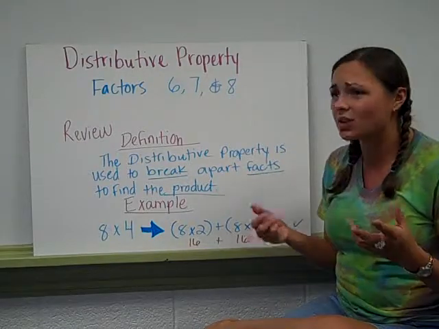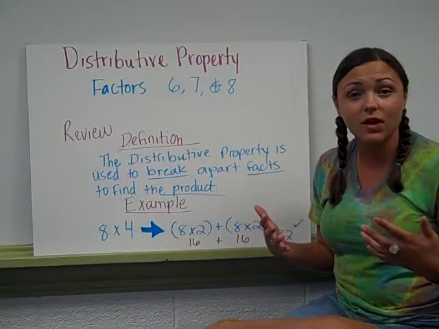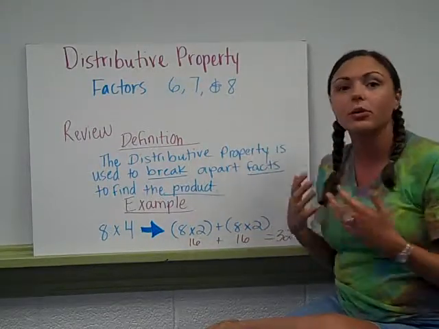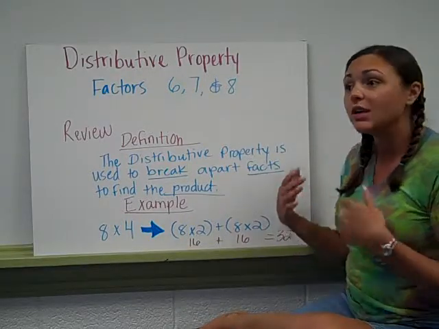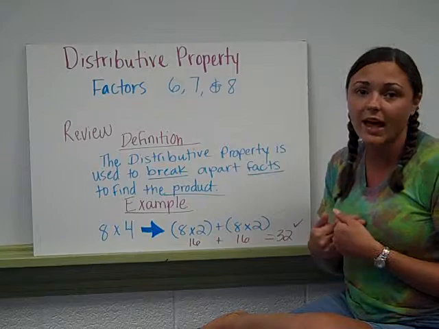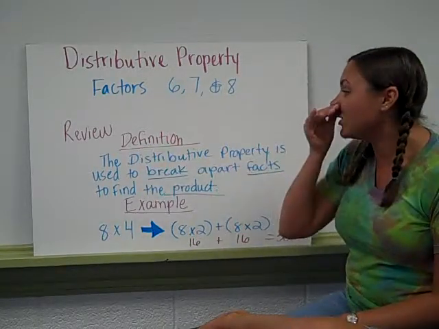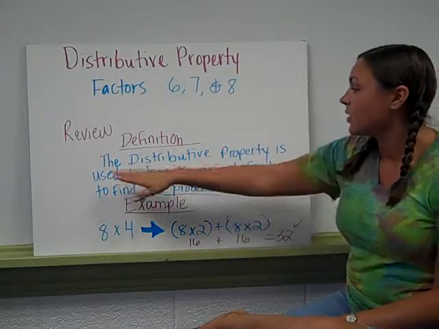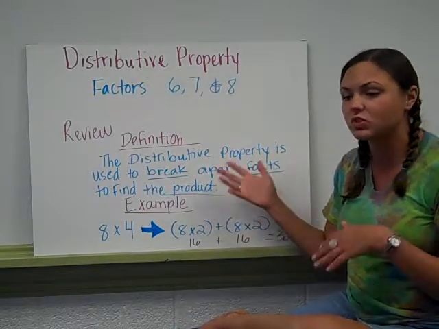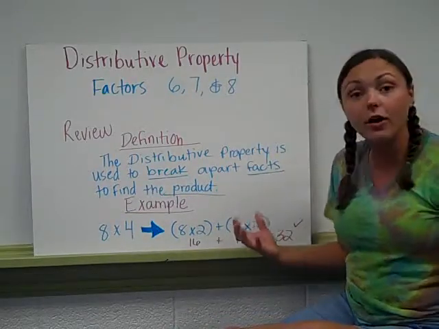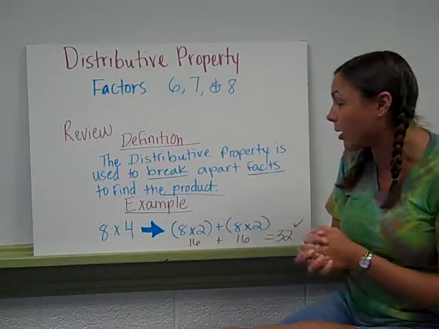Multiplying by 6 or 7 or 8 or 9, 12. We might not be comfortable with those facts and we might not have a great understanding of them yet, which the distributive property really helps us get a handle on, and helps us break it down into smaller, easier to work with problems, so then we can add it up and find out the answer. So the definition of the distributive property is: the distributive property is used to break apart facts to find the product. So kind of just like what I said, we're going to break apart the fact, then add it back together, which will give us the total product for that problem.